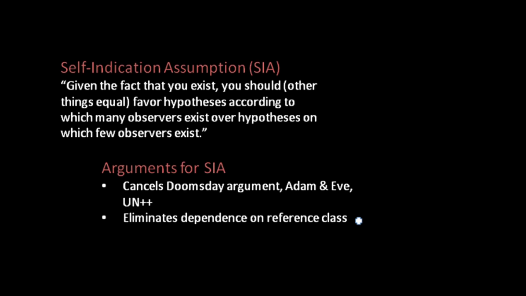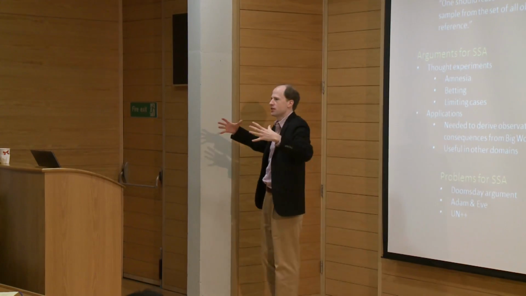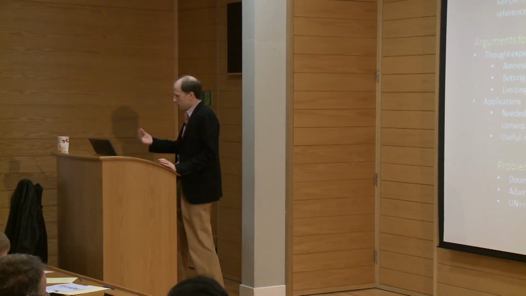So even if initially it seems, why on earth should you think that the world is more likely to contain more observers just because I'm born? It seems kind of an arbitrary idea. There are arguments for it, particularly that it resolves these paradoxes. Also, that it eliminates the dependence on the reference class. So here we have this unspecified parameter, like which entities should be in your reference class. But it turns out that with the self-indication assumption, it doesn't matter how you define the reference class. So that's some arguments for it.